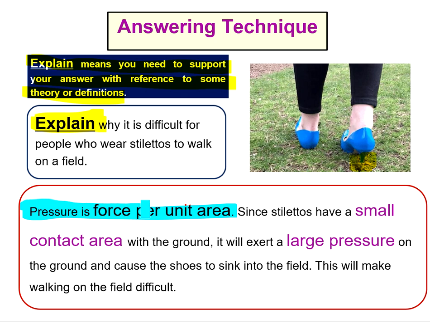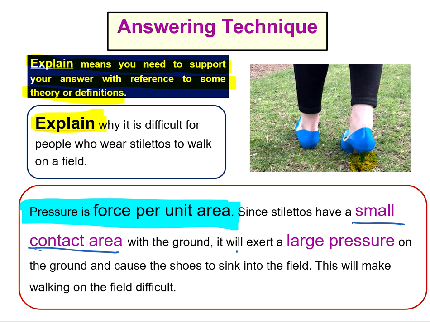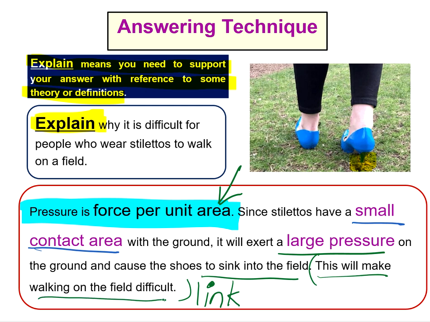So I will write the definition and say that pressure is force per unit area. So since the area is small, therefore a small contact area, based on this formula, the pressure is large. And with a large pressure, you may sink into the field. And then this last bit here is what we call a link back to what the question asks for, right? So this will make walking on the field difficult. This last bit makes the answer more complete.